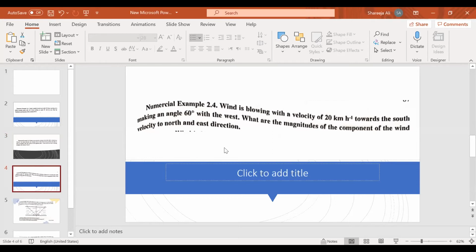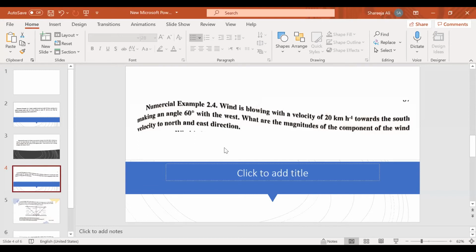So towards the north, there will be one component. Towards the east, there will be another component. So we have to find that. So try to draw by yourself a diagram showing the situation given in this. Okay, so let me try to draw that. You try to draw yourself.